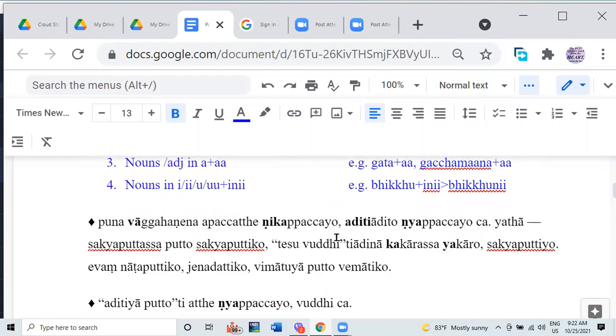Puna Waghanina Apachati Nikapachiyo. DT Arido Neapachiyo. Again, by the word wa in the Sutta Adoniwa, in the sense of apacha, the nika suffix is added.